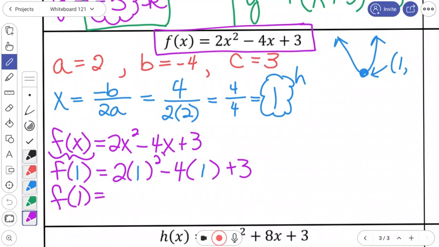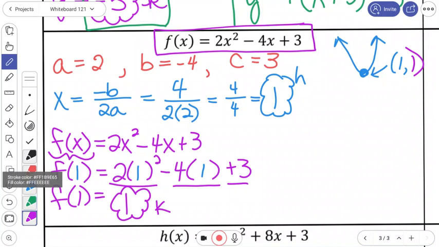So f of 1 equals. This squared right here only applies to the number 1. So order of operations, PEMDAS, we simplify inside our parentheses first, and there's nothing to simplify inside. And then 1 squared is 1, times 2 is 2, minus 4 is negative 2, plus 3 is positive 1. So this positive 1 right here is the y coordinate of our vertex. When we write this in vertex form, we call this k. So we have h and we have k.